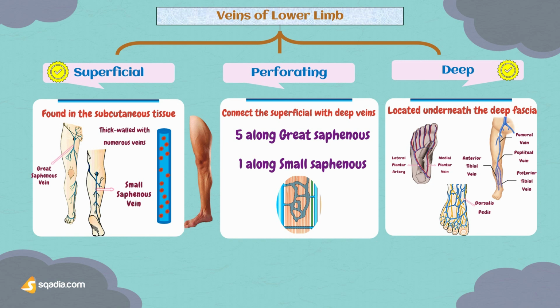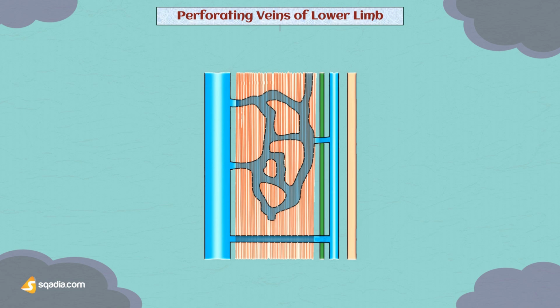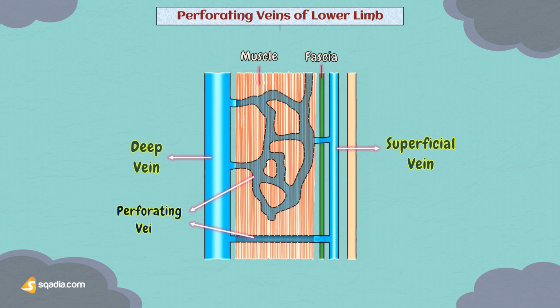Lastly, let's look at the perforating veins. As already mentioned, they connect the superficial with the deep veins. Here is the deep vein under the layers of muscle and fascia. And here lies a superficial vein. The perforating veins act as a bridge between these veins.